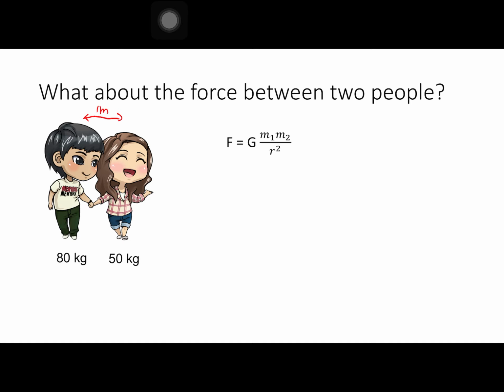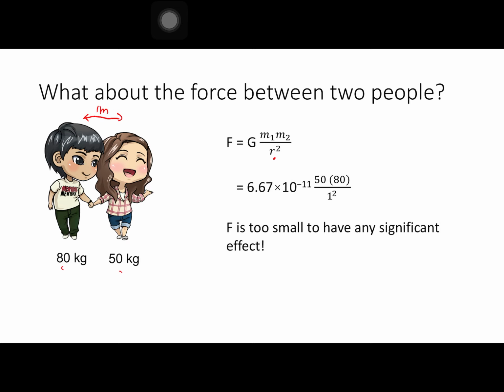So if these two people say their average distance from each other is 1 meter, what's the force between them? So I use F equals GMm over r square. G is my gravitational constant. M, I fit 80 and 50 in. And the average distance between the two of them, say it's 1 meter. Now notice that this value is so small because of your constant, which is to the power minus 11. So the force between the two of them will be too small to have any significant effect, which is why we never ever talk about force between two people.